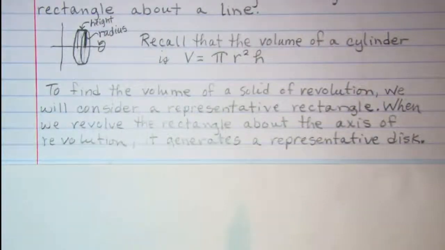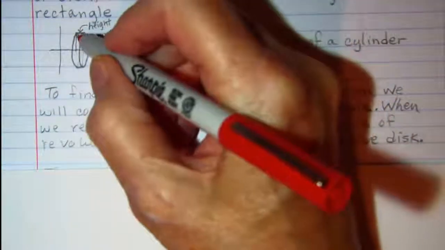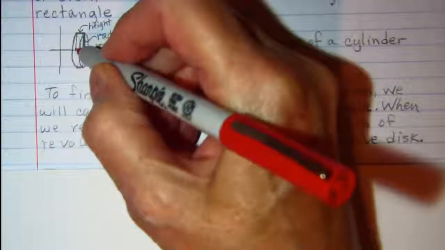To find the volume of a solid of revolution, we will consider a representative rectangle. When we revolve the rectangle about the axis of revolution, it generates a representative disk. So the rectangle that we would be talking about here would be right here.